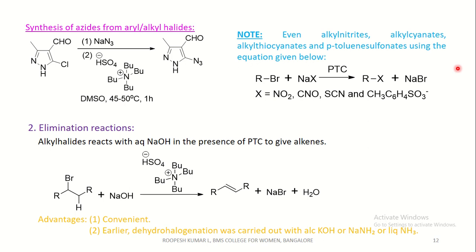Even alkyl nitrites, alkyl cyanates, alkyl thiocyanates and paratoluene sulfonates can be synthesized using the equation given below. That is, alkyl bromide reacts with sodium nitrate, and this is the cyanate, this is the thiocyanate, this is the paratoluene sulfonate, to give the corresponding alkyl products. Alkyl nitrates or cyanates, you can prepare the corresponding alkyl nitrates from the corresponding sodium nitrate.